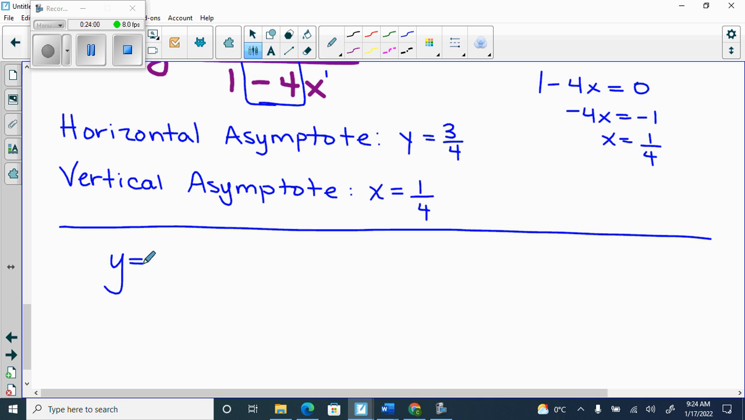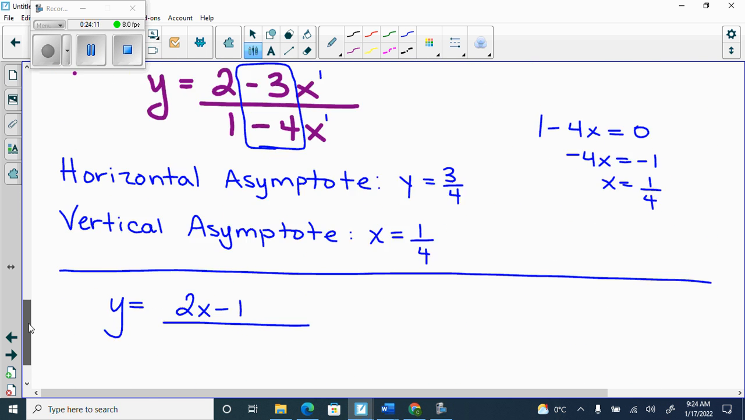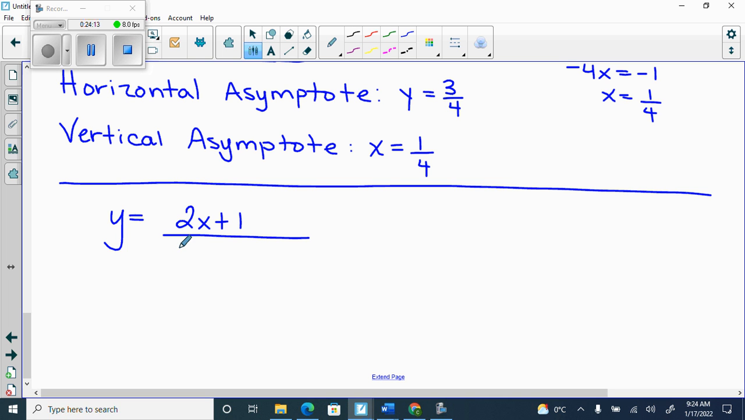So we have, I need to go up there and cheat, y equals 2x plus 1 over 2x squared minus 3x minus 2.